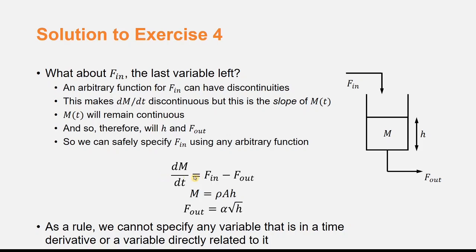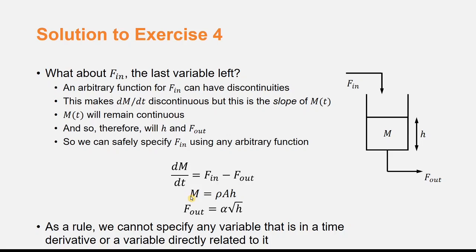So let's hope that the last variable F in will work. Again, F in is a function of time because this is a dynamic model. What if F in is discontinuous somewhere? This means that dm over dt will be discontinuous, but that's okay. The derivative of m with respect to time is the slope of the function m of t. The derivative of m can be discontinuous while the function m of t remains continuous.